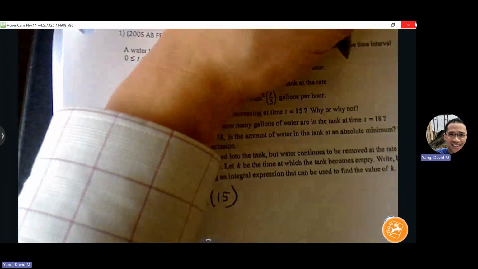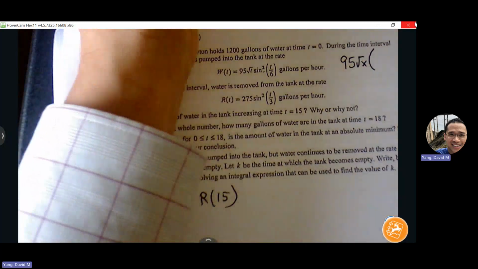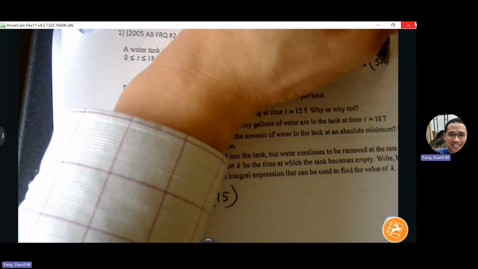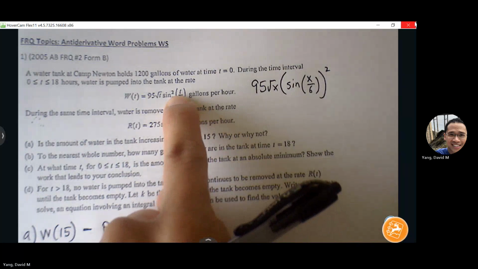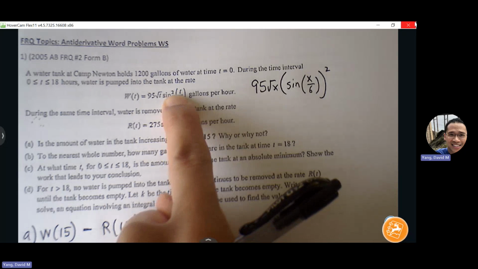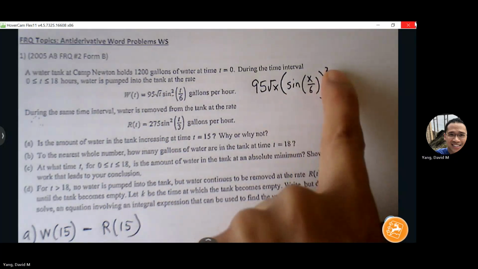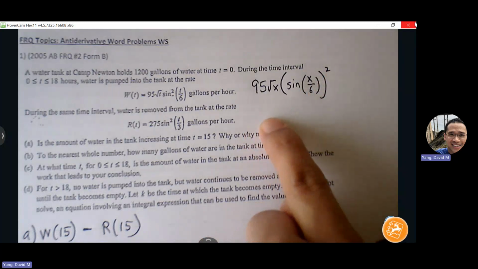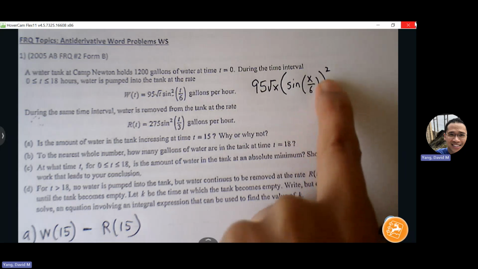Outside, yeah. So you've got to write it this way. You've got to say 95 root x, and then big parentheses, sine of parentheses x over 6, parentheses squared. I wish the calculator had a way to do this, but we have to understand that there's no notation for us to put that squared there. We have to put it in this form. Same thing here, 27 parentheses sine of x over 3, close parentheses squared.